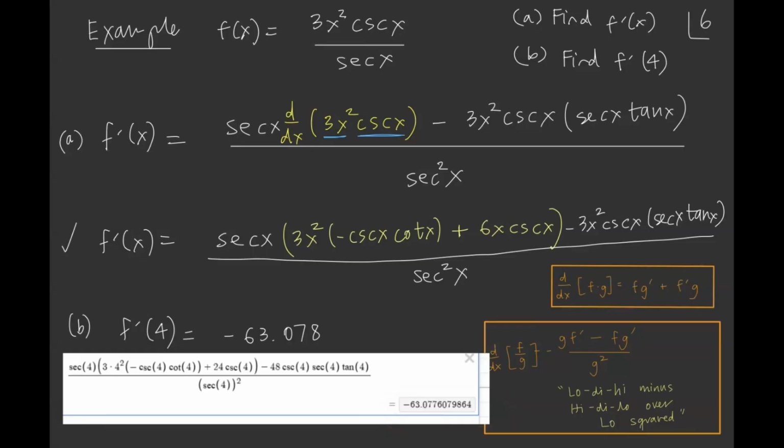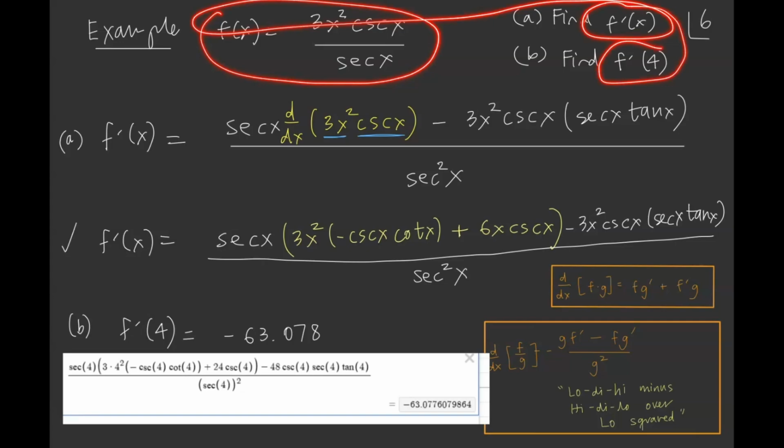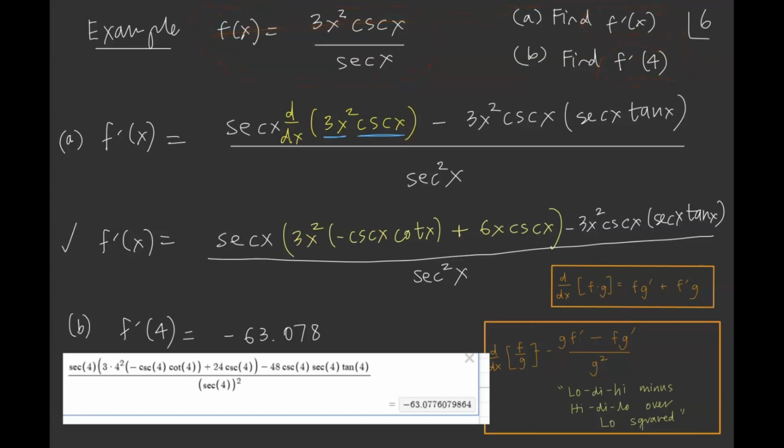So just to recap, in this problem, they gave us a function and asked us to find the derivative, and then asked us to find the derivative evaluated at a certain x value. When I saw this, I knew that there would be a quotient rule, and it looked to me like there would also be a product rule.